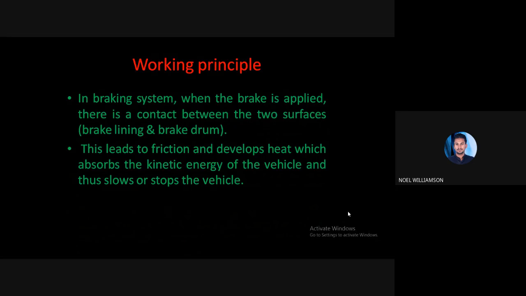Now coming to the working principle. What is the principle behind a braking system? In a braking system, when the brake is applied, there is a contact between the two surfaces, that is brake lining and brake drum. So there are two main components, a brake lining and a brake drum. The brake drum is connected to the wheel, and also the brake lining. Brake lining means friction materials, materials which have some frictional properties.